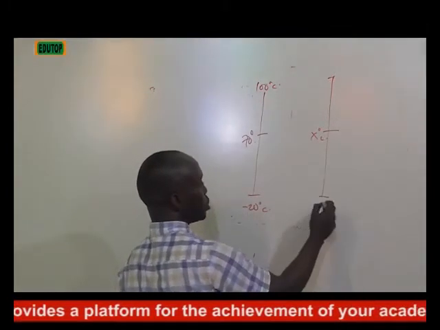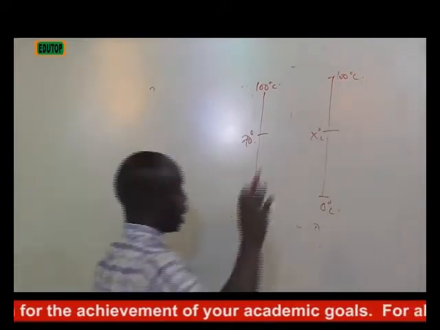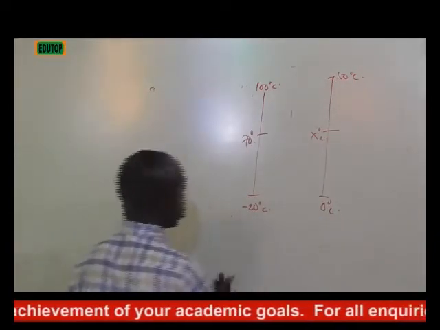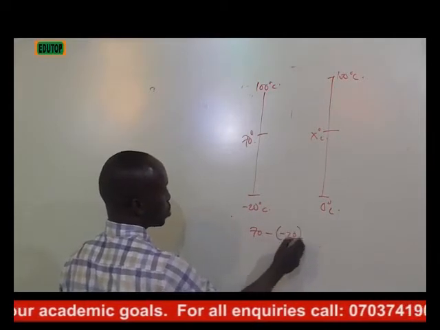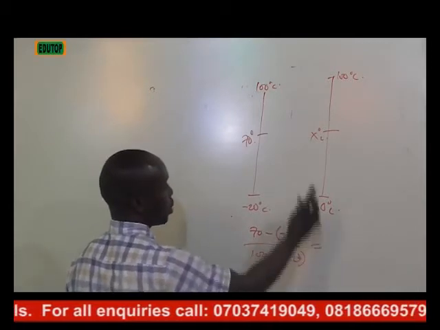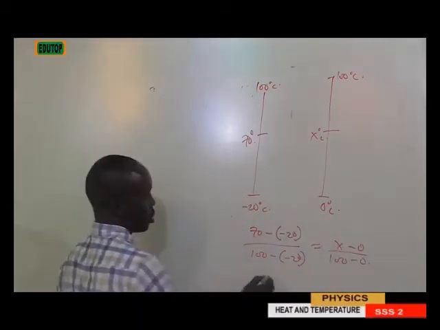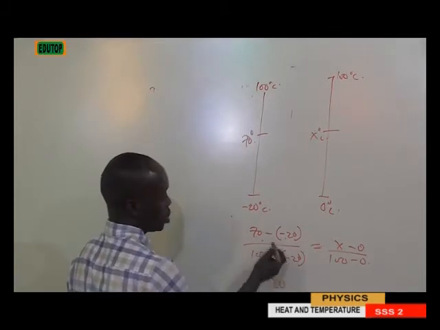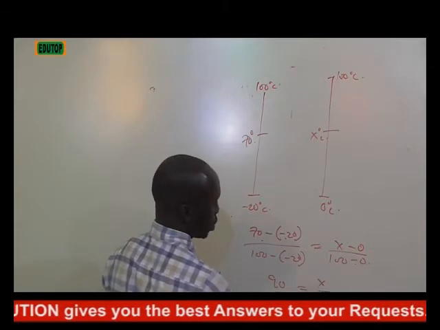Mind you, both are in degrees Celsius, but one is more specific. So we set up the equation: 70 minus minus 20, all over 100 minus minus 20, equals x minus 0 all over 100 minus 0. And there you have 90 over 120 equals x over 100.